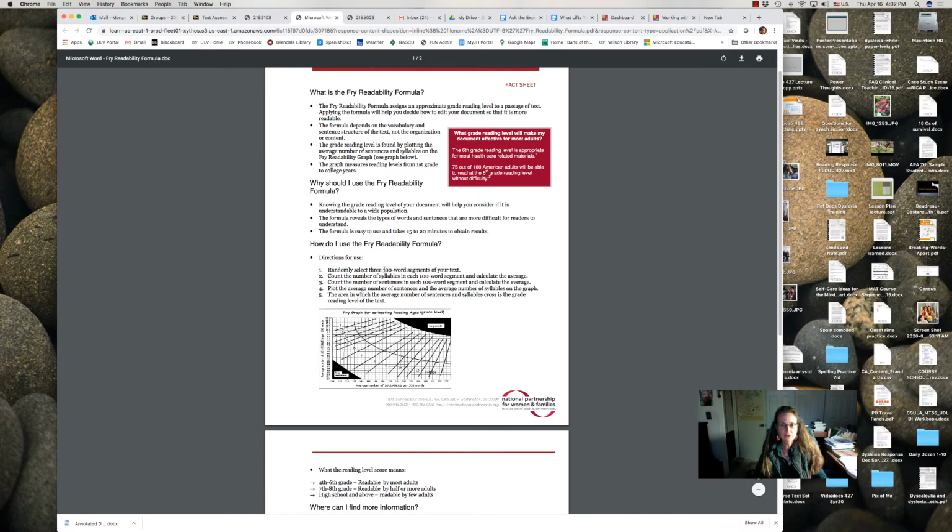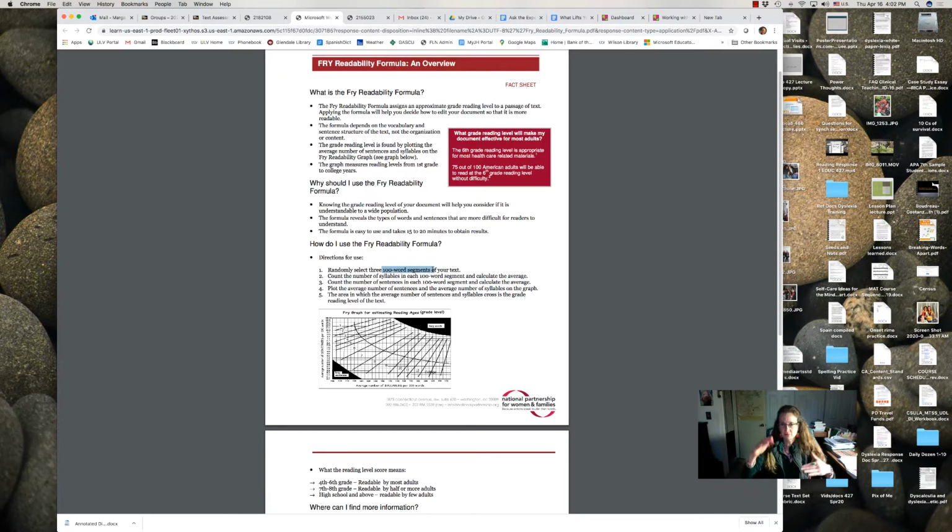Basically, you would count 100-word segments of the text, and they ask you to do 3 different ones and then find an average. You don't have to do that. You can just find one chunk of text that's 100 words. Count the number of syllables and calculate the average. Count the number of sentences and then plot the average of sentences against syllables, and that will give you a grade level.